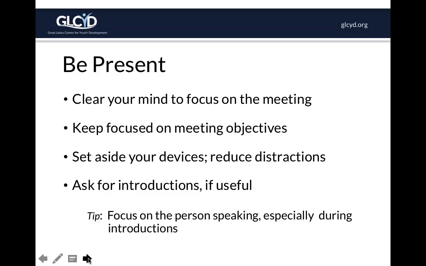Being present is probably one of the hardest things that we do in our daily lives, and especially when it comes to meetings. And instead of thinking of it as a meeting, you need to shift your mindset to, this is an opportunity to move your work, your organization's work, and this group of people, their work forward. And so you want to clear your mind so that you can focus on the meeting objectives. You want to try to put away all your due dates, other things that you're working on, and just focus on why you're at that meeting and what the purpose is for the meeting. Keep focusing on the meeting objectives.